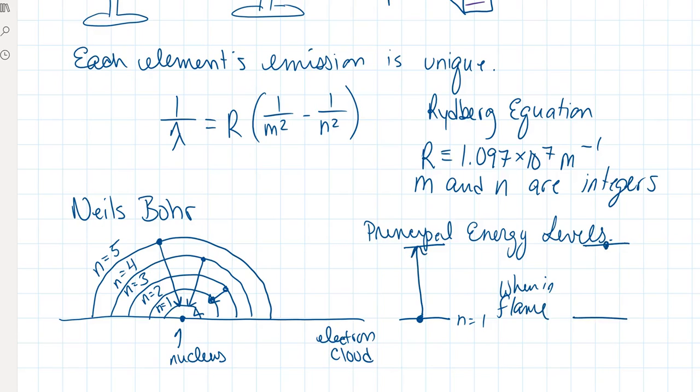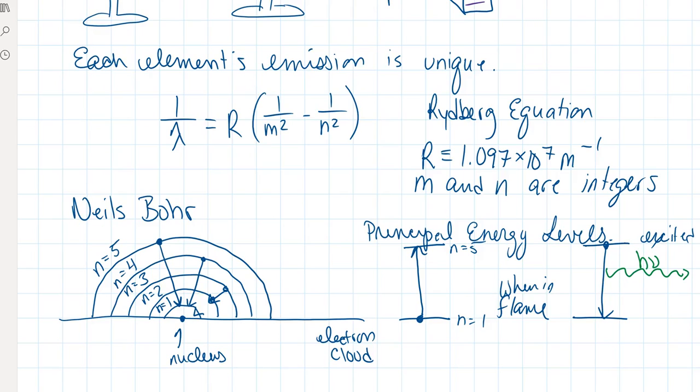And so now they've been excited into a state that is n equals 5. And then once they leave the flame, the energy is released as they come back down. And this relaxation is what releases each different color. So as it moves, it excites when it's inside the flame, and when it leaves the flame, it comes back down.